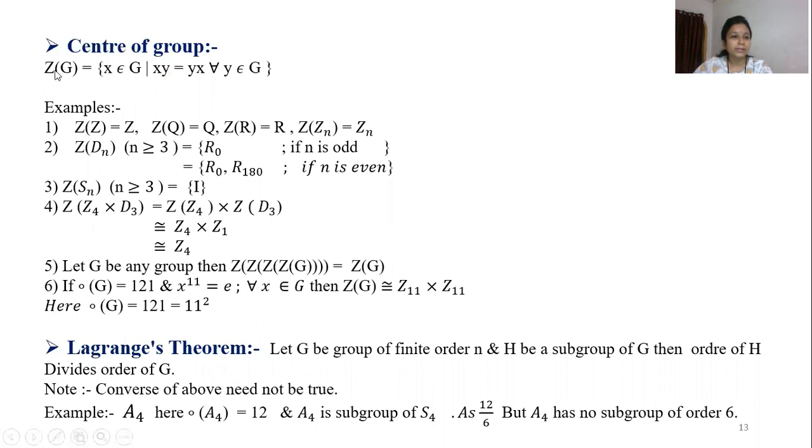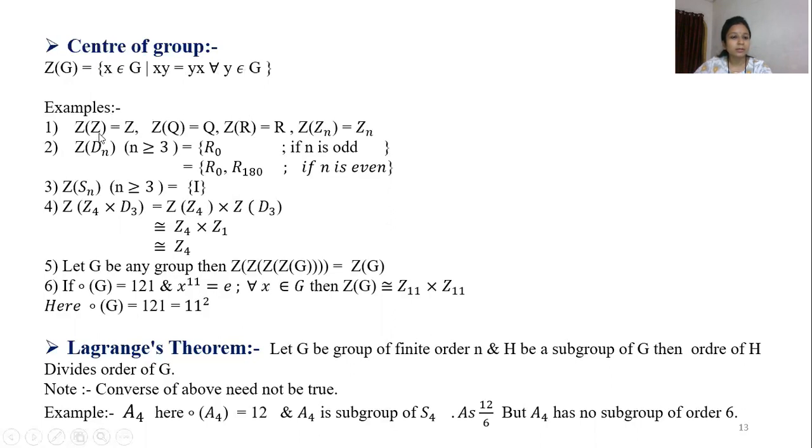Center of a group. Center of G is denoted with this symbol, capital Z of G. It is the set of all those elements in G which commute with each and every element of the group G. Z of G is the set of all x belongs to G such that xy is equal to yx for each and every y belongs to G.